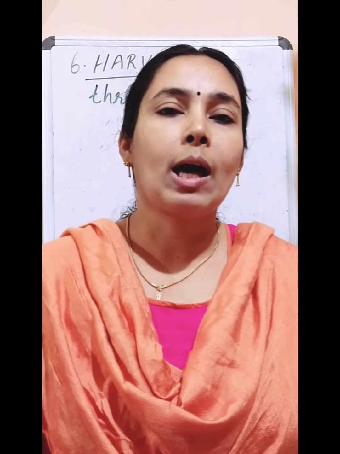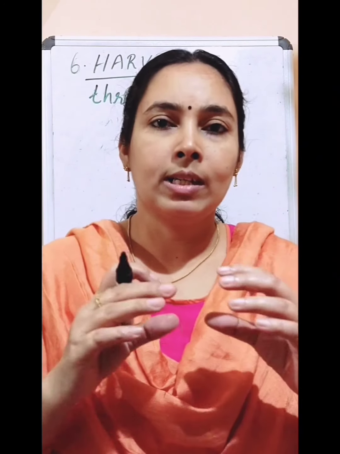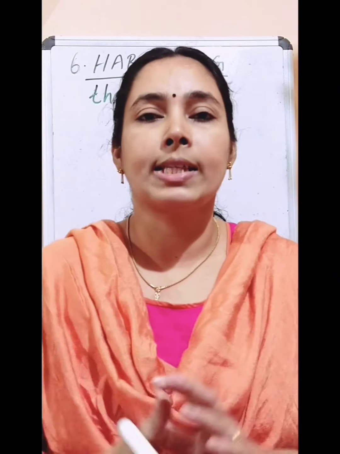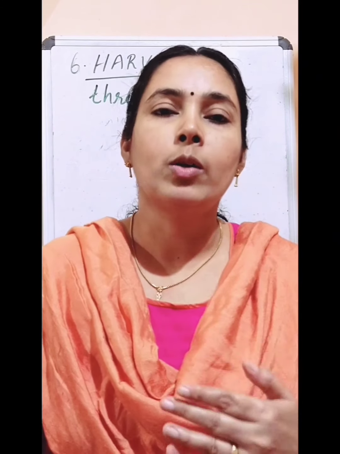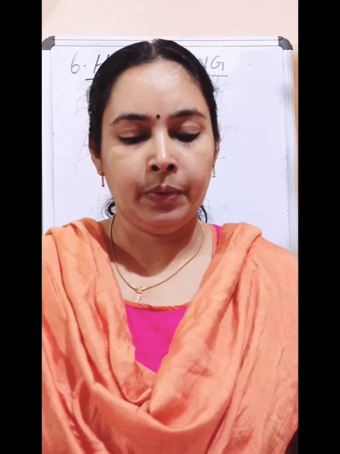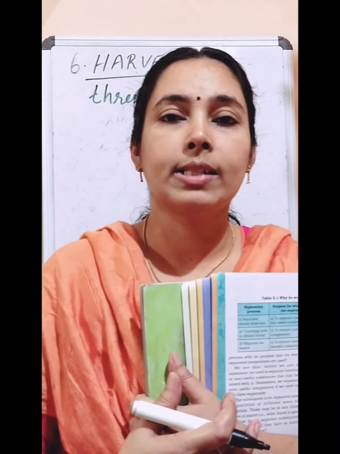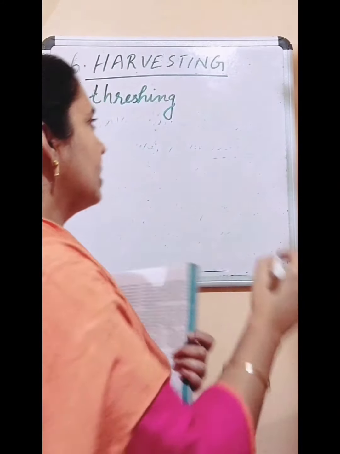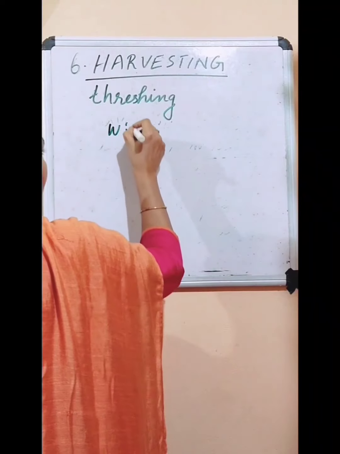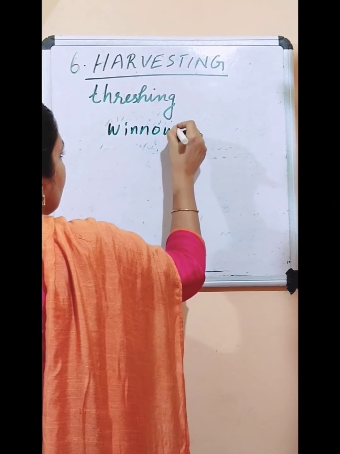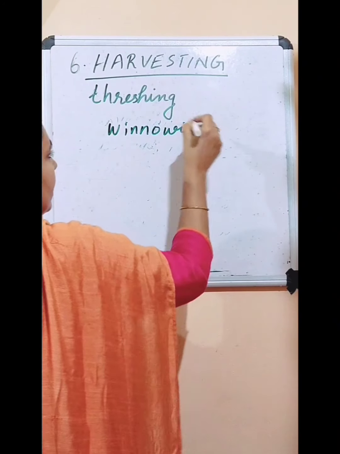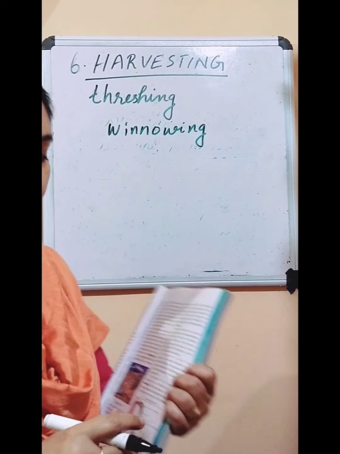Okay. Then with some farmers, there will be so many husks along with the grains. So they want to separate the husk from the grains also. And how do they separate the husk from the grains? That process also you have studied in 6th standard. And that process is called winnowing. So by winnowing we can separate the husk from the grains.